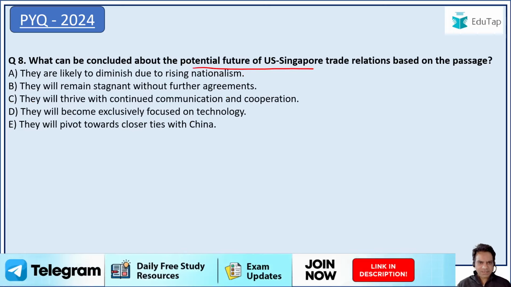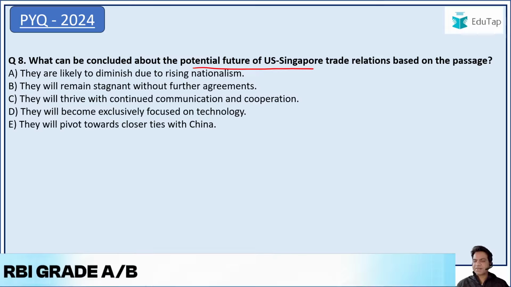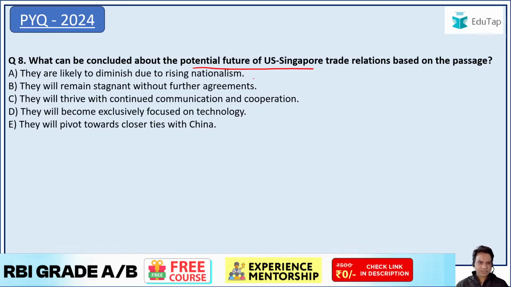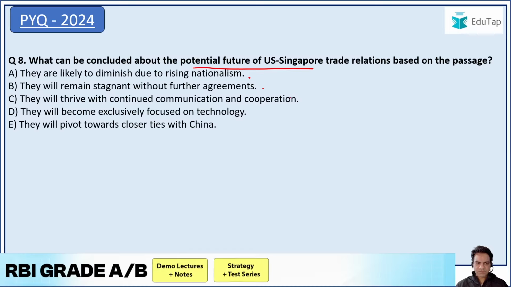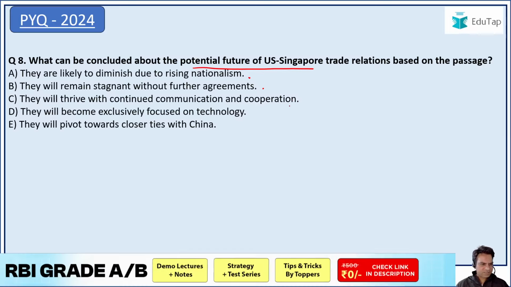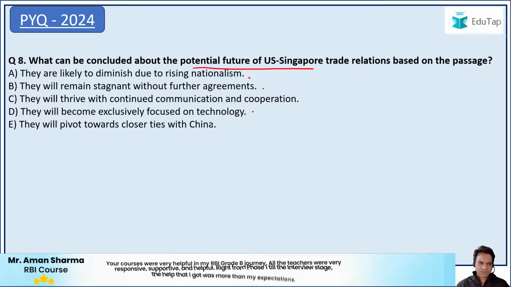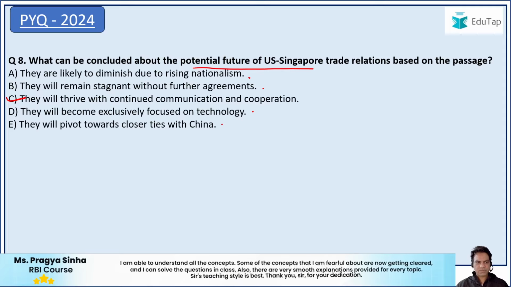Next, guys, question number 8. What can be concluded about the potential future of US Singapore trade relations? They're likely to diminish? No. They will remain stagnant without? No. They will thrive with continued communication and cooperation? Yes. They will become exclusively focused on technology? No. They will pivot towards closer ties with China? No. Again, no mention of China there. So they will thrive with continued communication and cooperation.